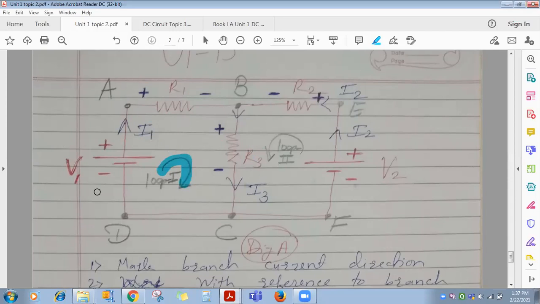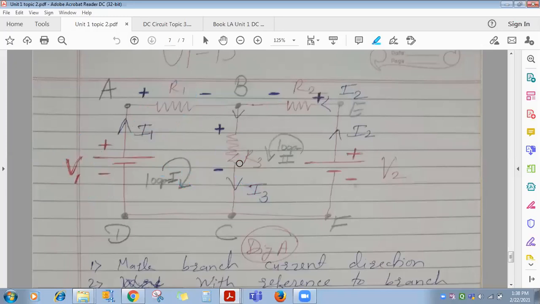One voltage source is there. Which one? V1. Correct. And how many voltage drops are there? Two. Which ones? The first one is I1 R1, and the second one is I3 R3. Got it? Clear? Yes.